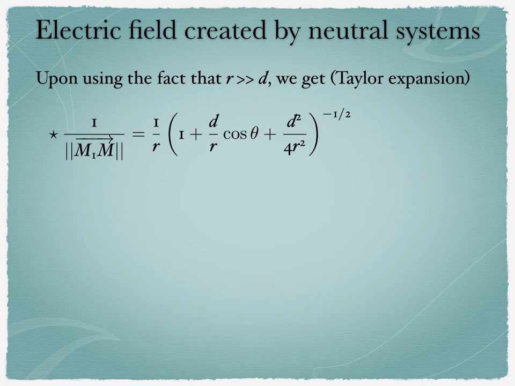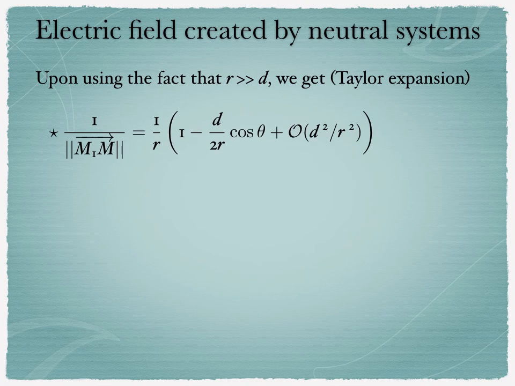Now, most of you probably remember, and if you don't, that's not a big deal, I just tell you again, that the basic Taylor expansion to first order of 1 plus epsilon to the power alpha is equal to 1 plus alpha epsilon. Here we have that alpha is equal to minus a half, and therefore the expression transforms into, or approximates into, 1 over r times 1 minus d divided by 2r cosine theta plus terms of second order.